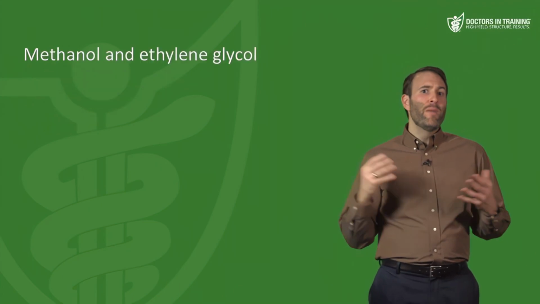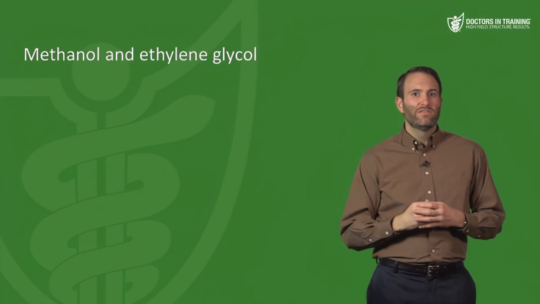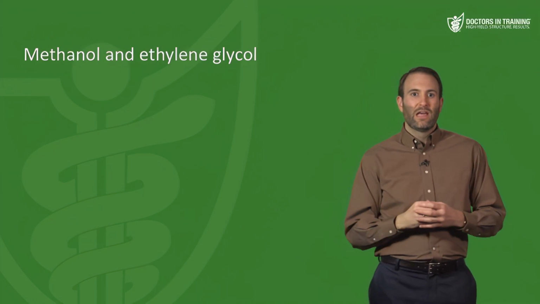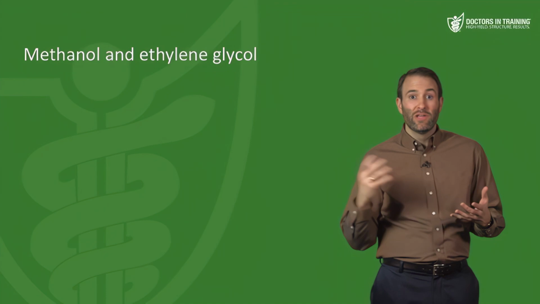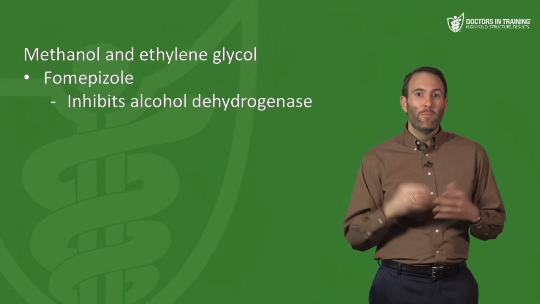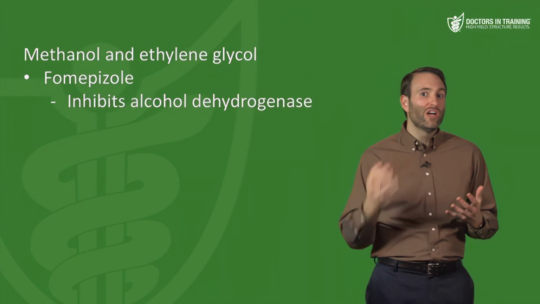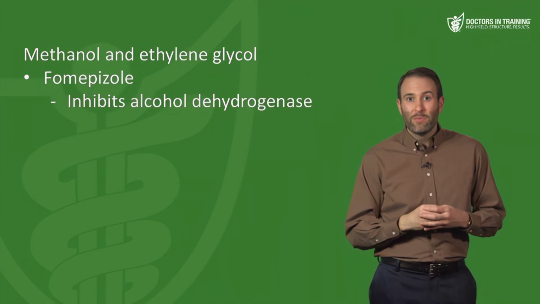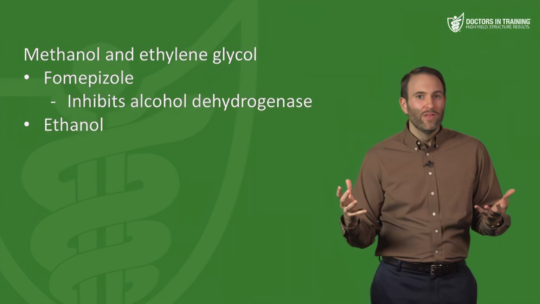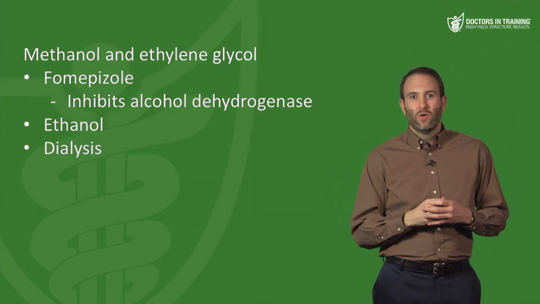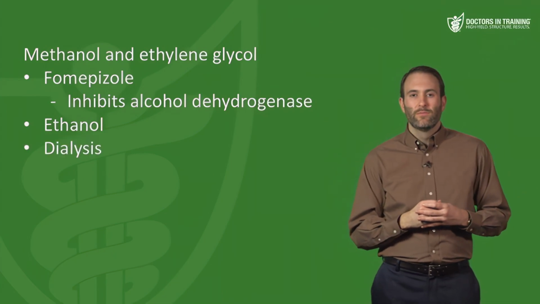Next, we're moving on to methanol or ethylene glycol. This is found in antifreeze. It has kind of a sweet taste, so unfortunately, children may drink this thinking it's juice. Fomepizole is your drug of choice here. So how does it work? Well, it inhibits alcohol dehydrogenase. And if you don't have fomepizole, you can just use ethanol to compete for the active site, or you can use dialysis as well.